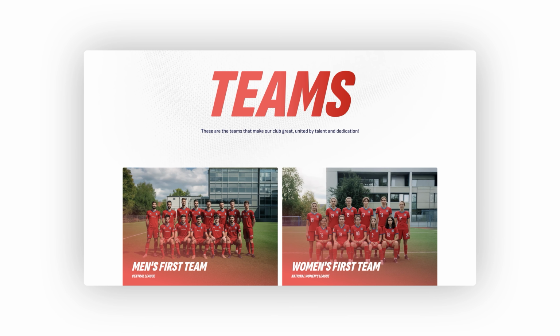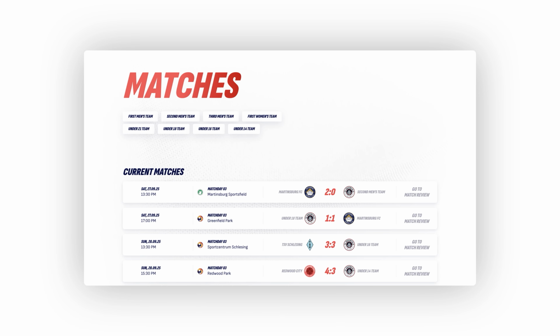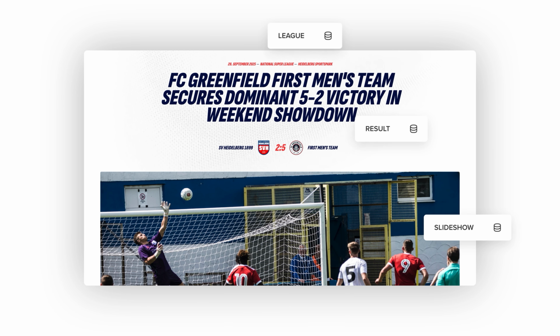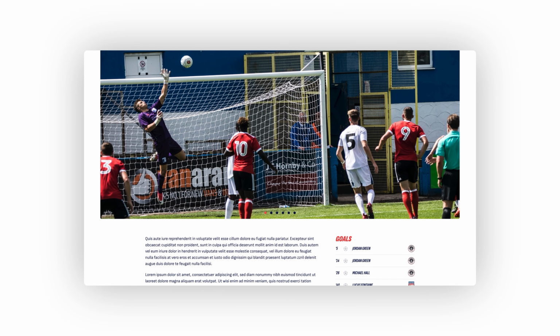FC Greenfield is built with the YOOtheme Pro page builder and uses all its features. With content types like teams, persons, matches, and posts, all connected with each other, FC Greenfield demonstrates the full power of dynamic content.